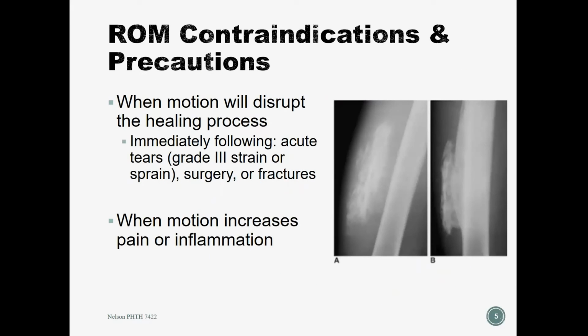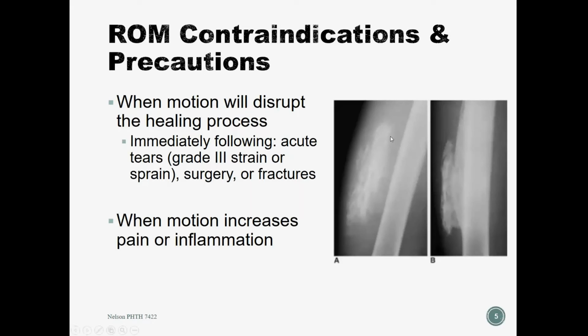When should you not do range of motion? So if motion's going to disrupt the healing process, in the acute stage, following a tear, a strain or a sprain, grade 3, surgery after fractures, so the big stuff, most often we can do range of motion. Okay. If range of motion causes more pain or increases inflammation, that would also be a contraindication.